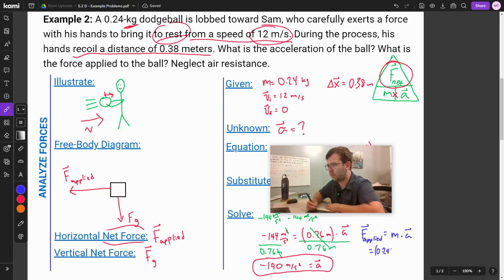All right, and so that's going to equal 0.24 kilograms times negative 190 meters per second squared. So 190 times 0.24, that's going to give me an applied force in the negative direction of 45.6. I will round that to 46 newtons. So that would be my applied force there.